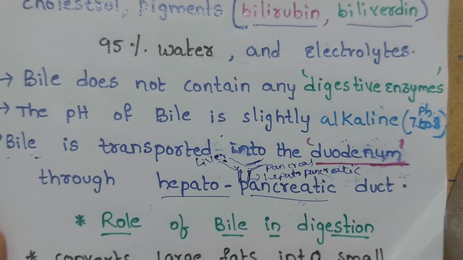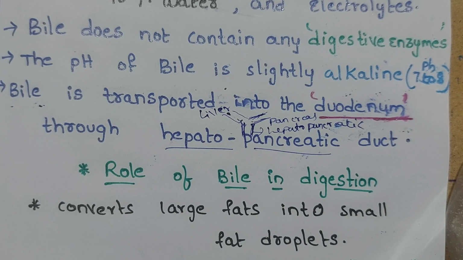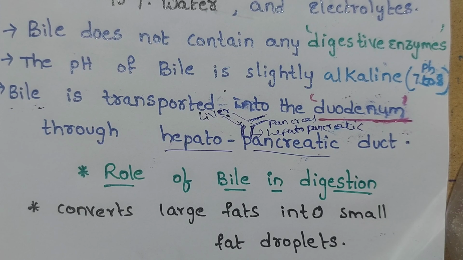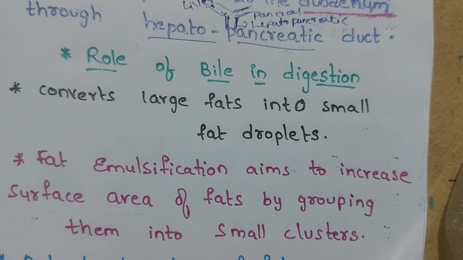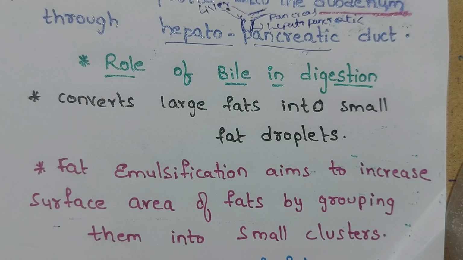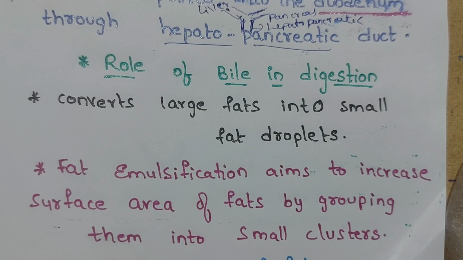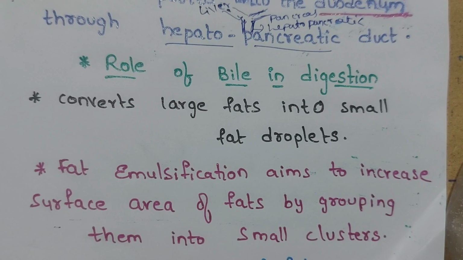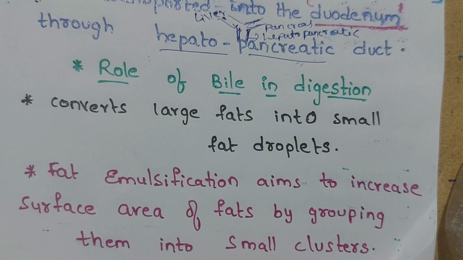And we can conclude now, bile after secretion by the liver is stored in the gallbladder, and then when food enters the small intestine, bile simultaneously is transported to the small intestine through the hepatopancreatic duct along with the pancreatic juice. This pancreatic juice contains an enzyme called lipase, which is very important for the actual or complete digestion of the fats.